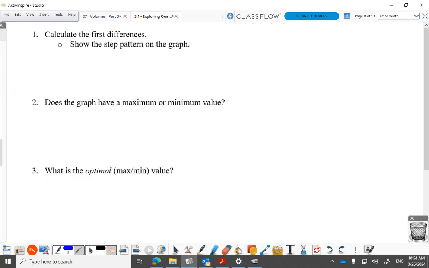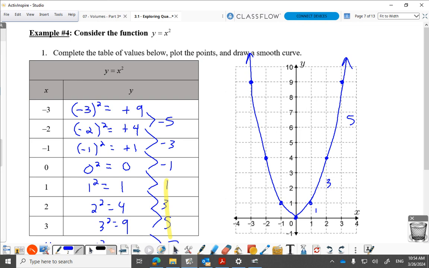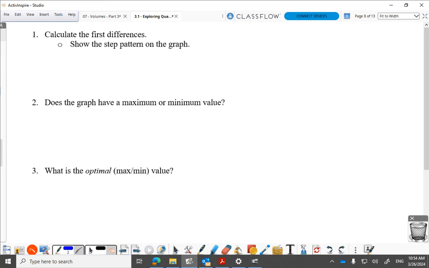Show the step pattern on the graph. Oh, I did. There's my step pattern right there. 1, 3, 5. Is it good? And when you write 1, 3, 5, you write it with dot, dot, dot, because it keeps going. 1, 3, 5, 7, 9. It does that all the way through.